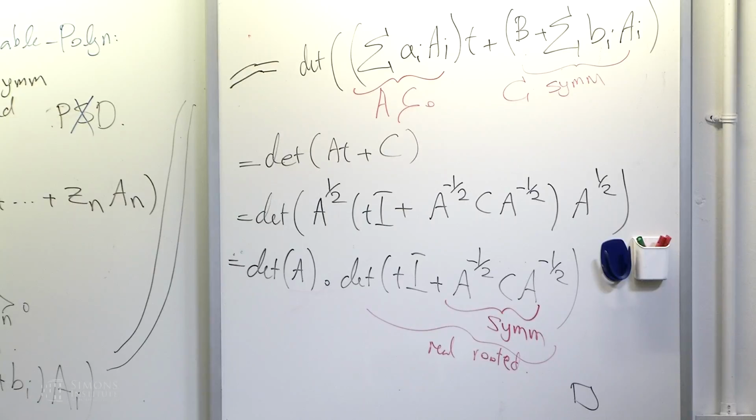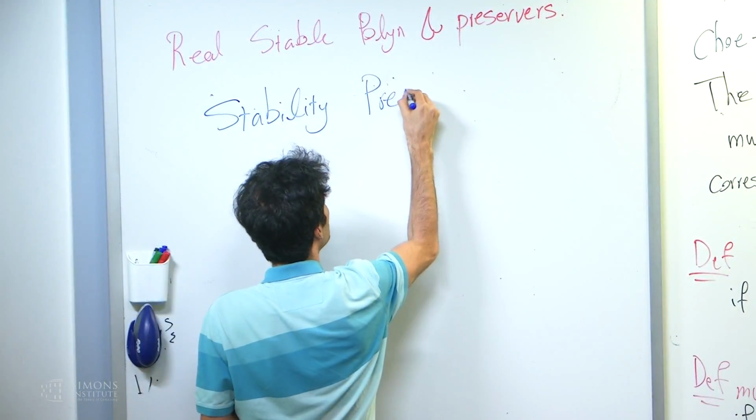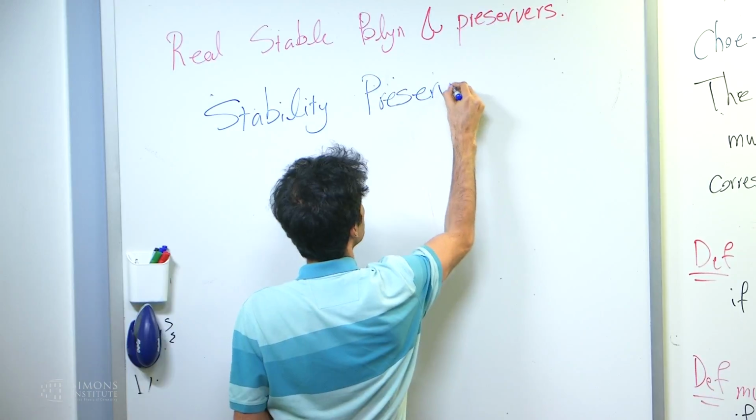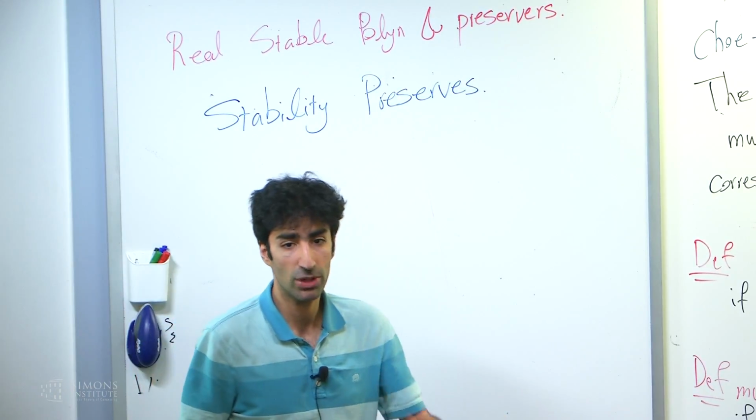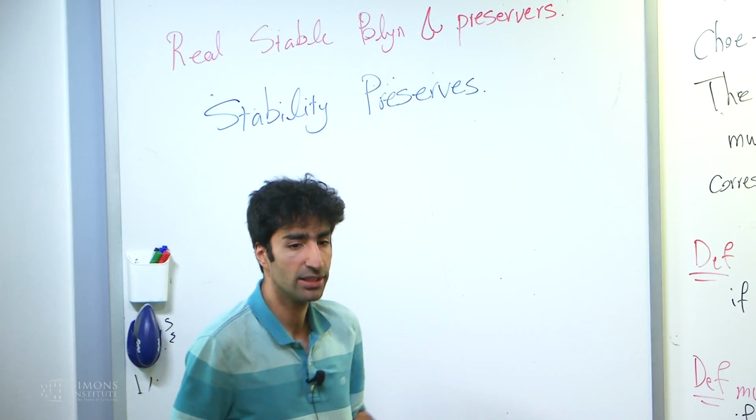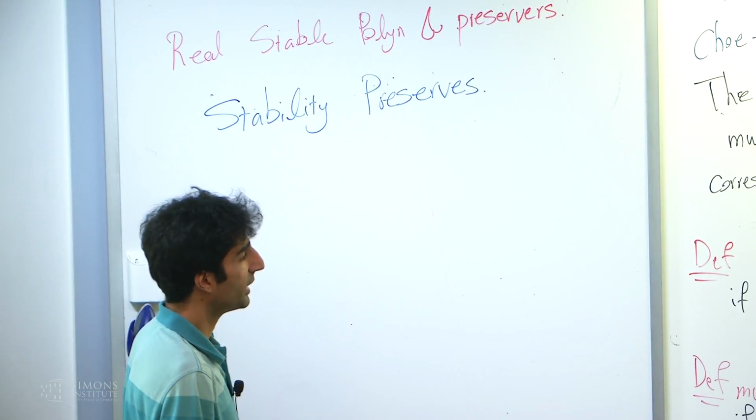So now I get to the more interesting part of this lecture, which are called the stability preservers. So we already learned what these stable polynomials are. Now it turns out that there are a lot of operators which preserve stability. If you start from a real stable polynomial, you apply the operator, you're going to get another real stable polynomial. And that's what we want to learn now.